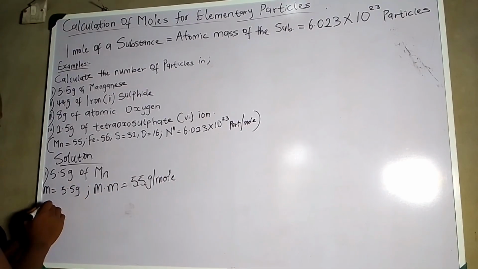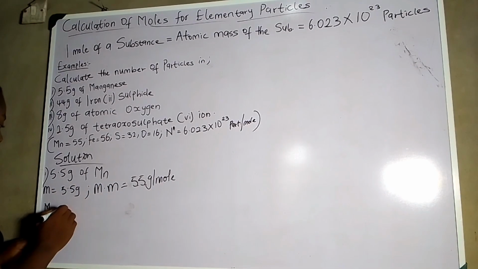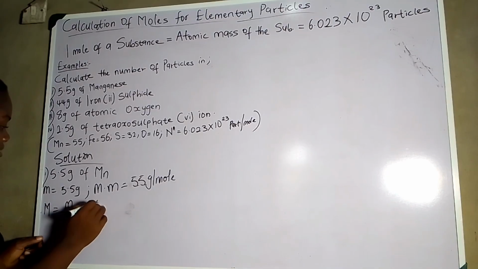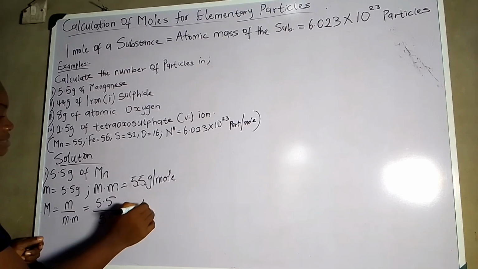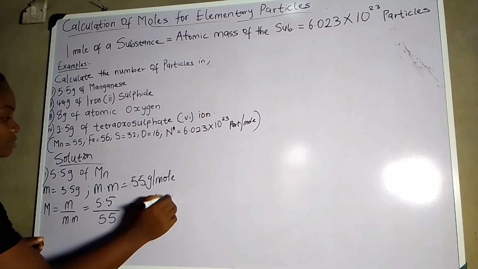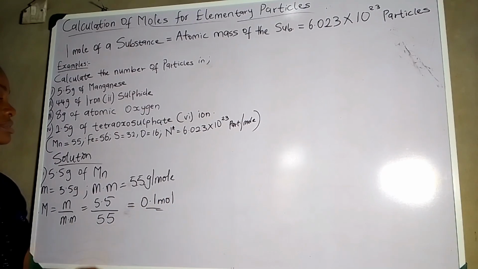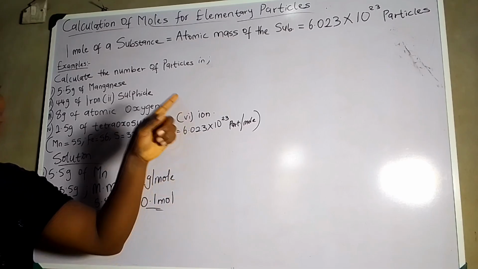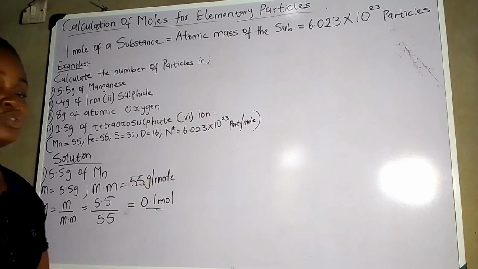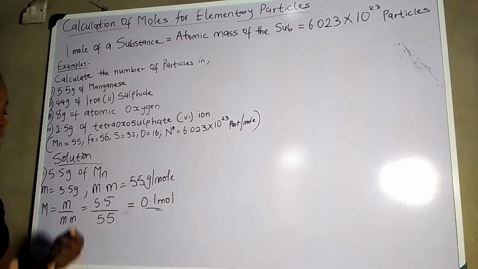Now we can say mole is equal to mass over molar mass. This is 5.5 over 55. When you press your calculator, you get 0.1 mole. This is what we are going to relate to Avogadro's number, which is what? 6.023 exponent 23.